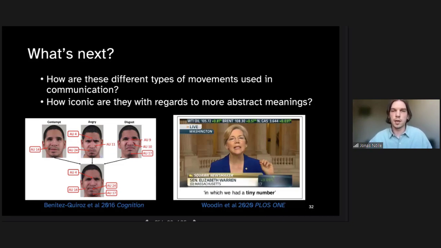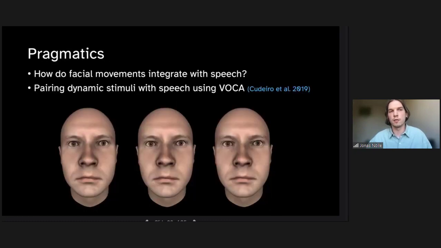And so in order to study also how facial expressions interact with speech in a multimodal way, we have recently managed to pair these dynamic stimuli that I showed you with speech using a deep learning method, where we can feed an audio file to our stimuli and then synchronize realistic lip movements. And with this, we can test, for example, how facial expression modulates speech in dialogue.